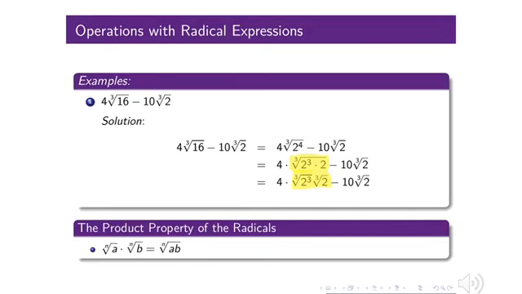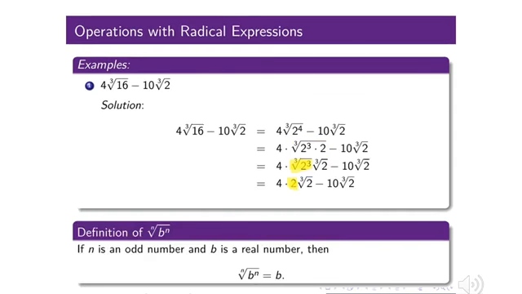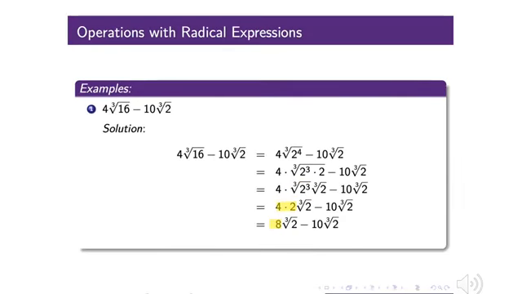Third step, we use the product property of the radicals. Using the product property, the cube root of 2 to the 3 times 2 is just equal to the product of the cube root of 2 to the 3 and the cube root of 2. Then, by using the definition of the nth root of b raised to the power of n, the cube root of 2 to the 3 is just equal to 2. Next is to multiply the numerical coefficient 4 times 2, which is equal to 8. Hence, we can now combine the two radical expressions since they have the same index 3 and the same radicand 2.